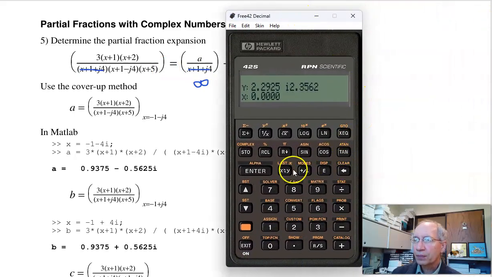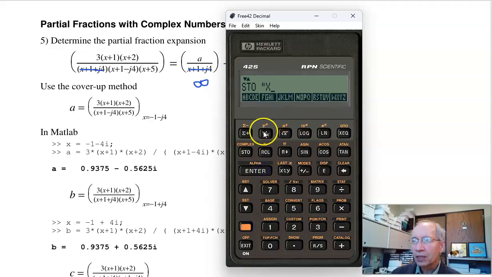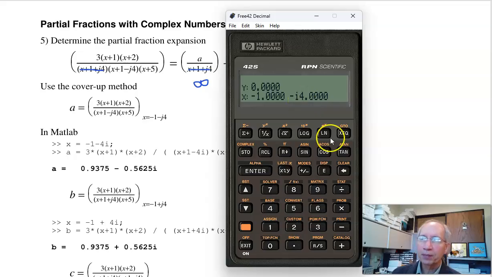To do that, here's kind of a trick. I'm going to take minus 1 minus j4, negative 1, negative j4. I'm going to store it in a variable called x. So if I do store, there's no x's currently. I'll do alpha x. I've got the variable x, and let's create another variable y. I would do store alpha, here's where y is located, and there's y. Now I've got these variables x and y. What I can do with that is anytime I want to pull up x, that's x, saving some typing.